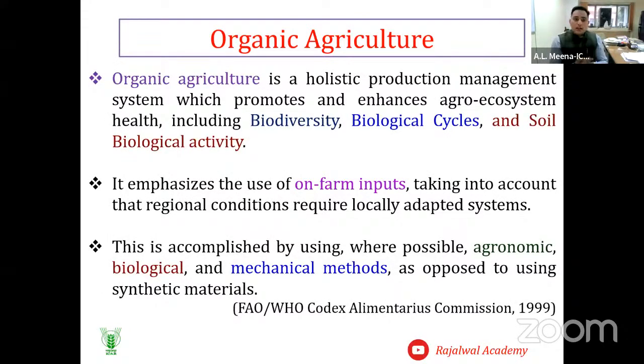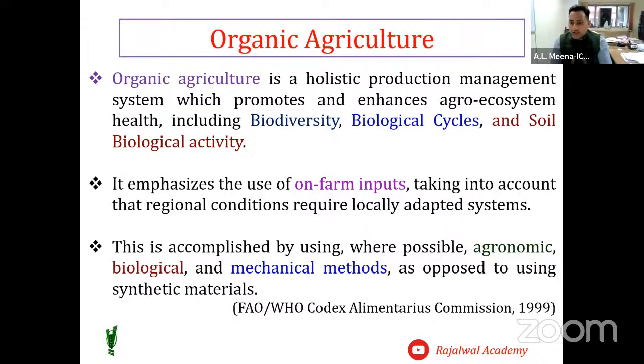Organic agriculture is a holistic production management system which promotes and enhances agroecosystem health, including biodiversity, biological cycles, and soil biological activity. The major emphasis of organic farming is to maintain the diversity of our soil as well as to reduce the environmental pollution from our agriculture sector. It emphasizes the use of on-farm inputs, takes into account regional conditions, and requires locally adapted systems. This is accomplished by using, where possible, agronomic, biological, and mechanical methods as opposed to synthetic materials.